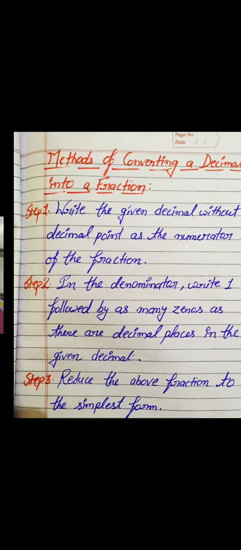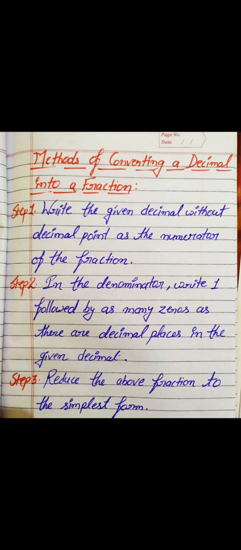Now we will learn how we can convert a decimal into a fraction. So what are the steps? First, we write the decimal without the decimal point as the numerator of the fraction, and in the denominator we write 1 followed by as many 0s as there are decimal places in the given decimal. Then we reduce the fraction to its simplest form.